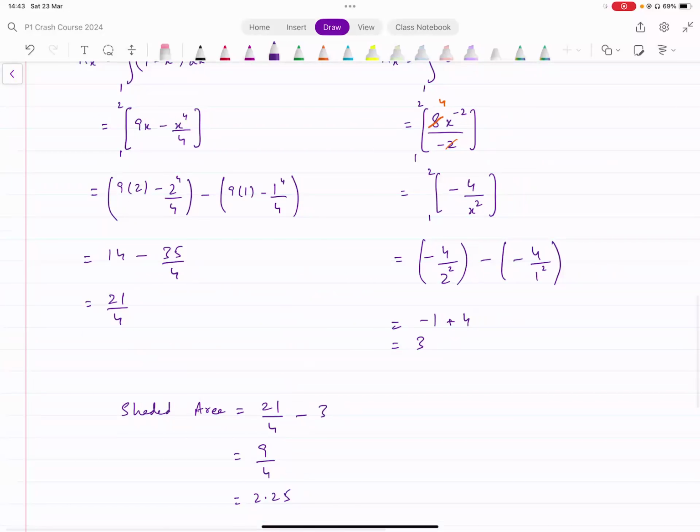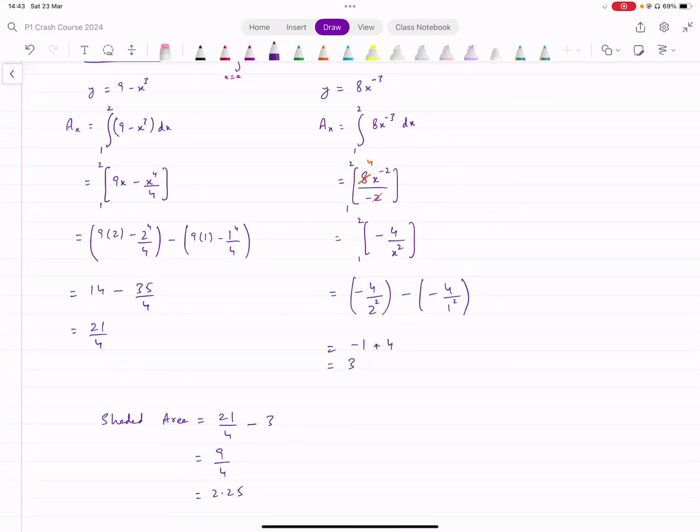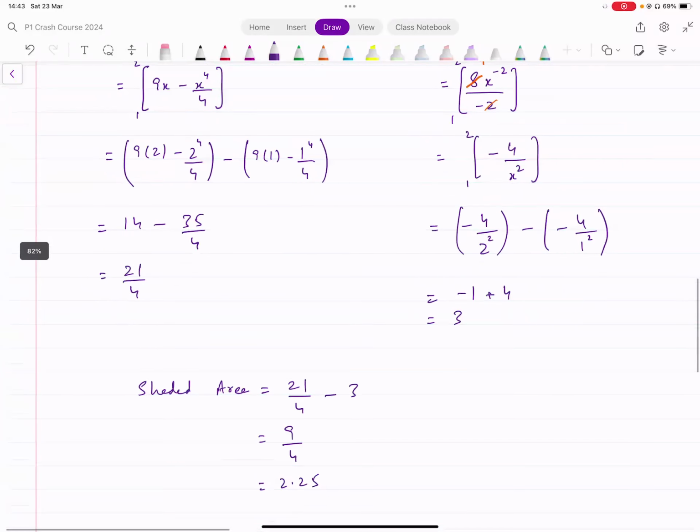Any problem with this? No? No, sir. So yeah, that's how we find area between two graphs. All right. Okay, let's have a look at the next one now.